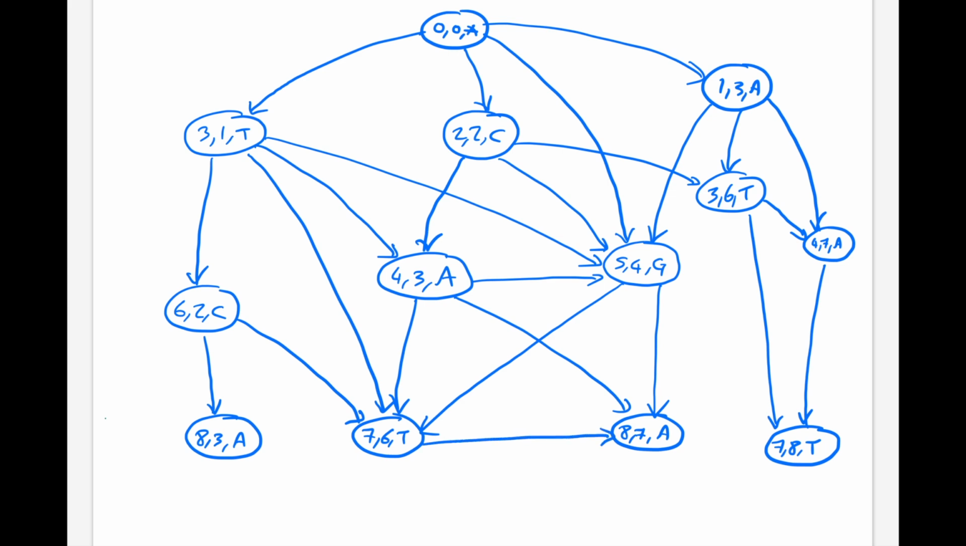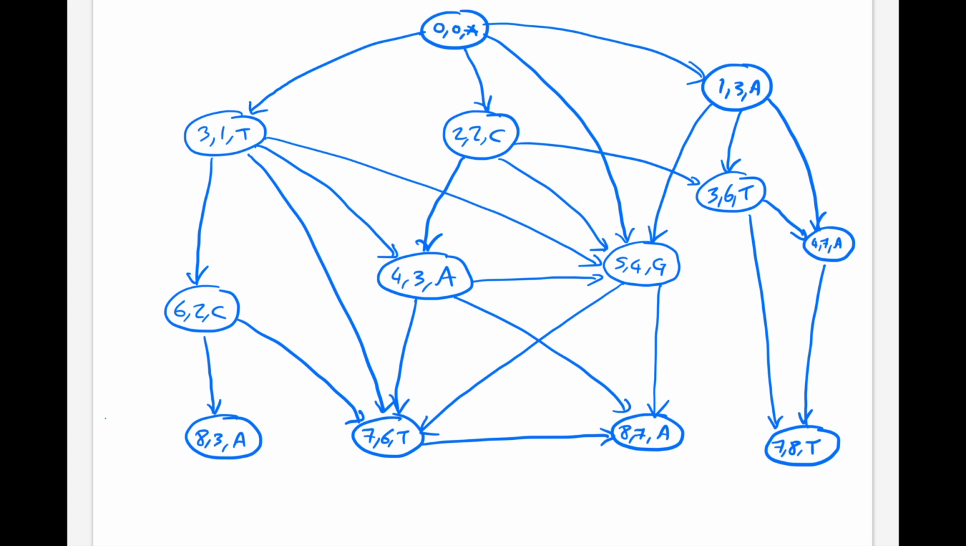And so our directed acyclic graph would look like this. Notice there are some states missing. For example, the state 55G. Why is that? Well, any state that precedes 55G also precedes 54G.